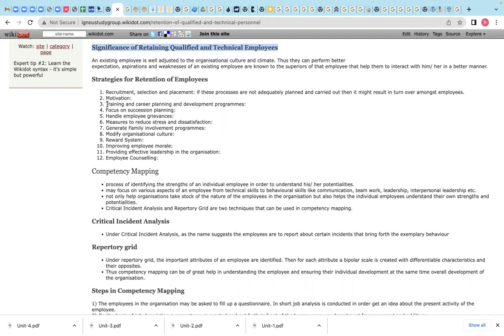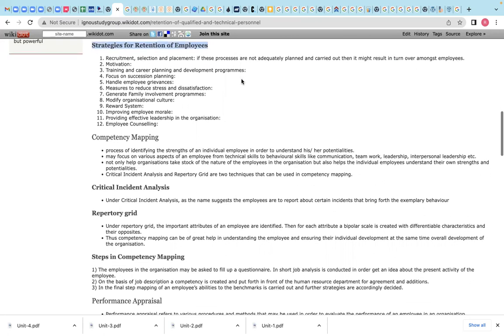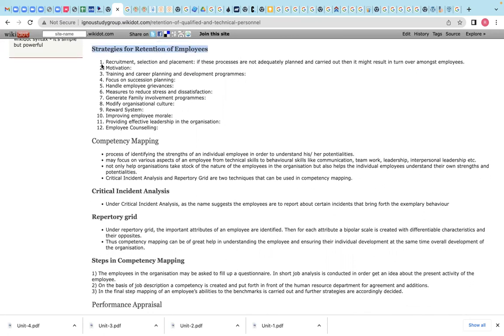So it is very easy for them to mend things. Okay. So strategies for retaining. Now we understand the significance. What are the strategies for retaining the employees? Recruitment process should be in such a way that you recruit people whom you think are going to stay, right? So it starts from there. The second, motivation. You need to keep them motivated. If motivation is low, they are going to go away.